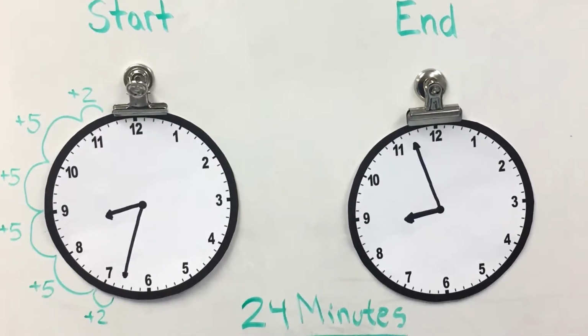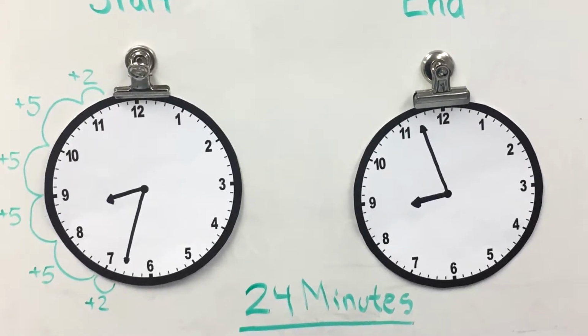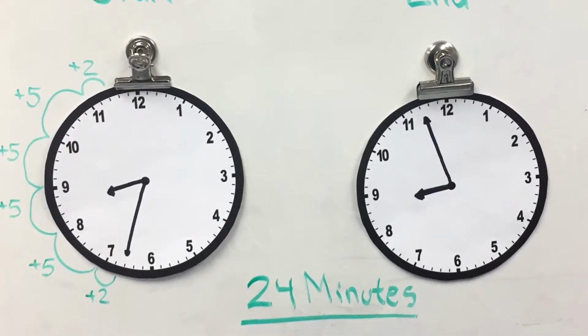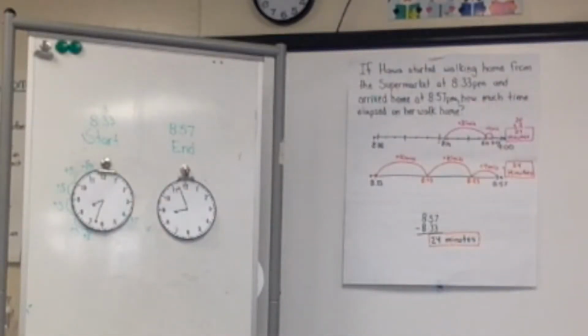So I'll even take this up a notch. What if that minute hand traveled 24 minutes? What if it went around the clock again? What if it traveled 61 minutes? And how did you know it was an hour and 1 minute?